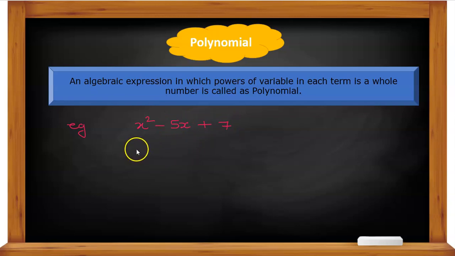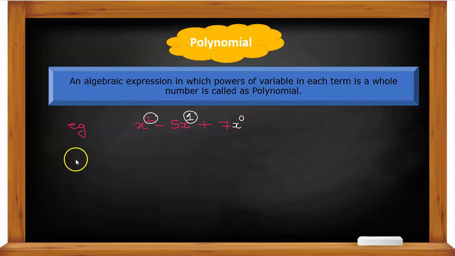In this expression, there are three terms. This is the first term, x square. This is the second term, minus 5x. This is the third term, that is 7. Now, in the first term, the variable is x. The power of x is 2, which is a whole number. In the second term, the power of x is 1, which is again a whole number. In the third term, there is no variable. So we can also write it like x raised to the power 0. 0 is also a whole number. So here, power of variable in each term is a whole number. So this is an example of a polynomial.